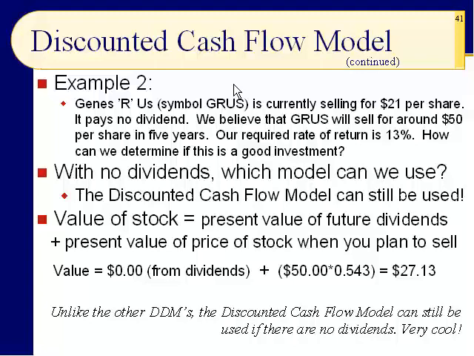Anyway, Jeans R Us is currently selling for $21 per share. It doesn't pay any dividends. Well, it's a biotech startup trying their best to make it into the big times. We believe that Jeans R Us will sell for around $50 a share in 5 years. Why? Because they have this awesome biotechnology, and they're going to change the world, and they're going to cure cancer, and they're going to make it so that we can change our hair color just by eating some strawberries or whatever.